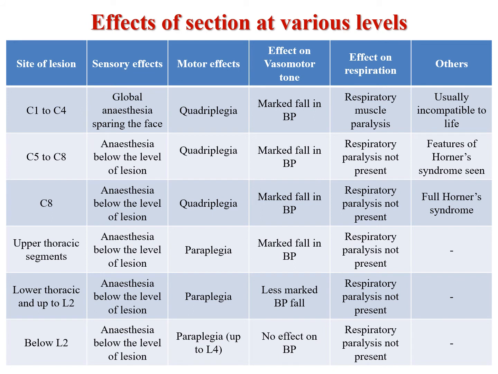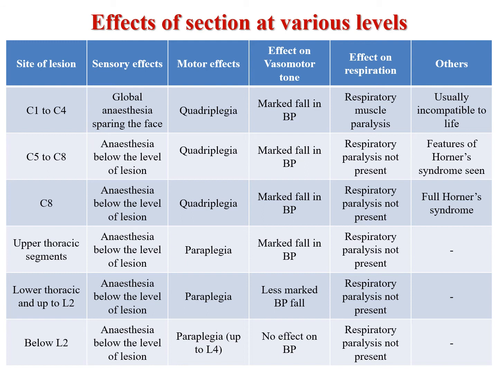In this table, I have summarized the effects of transection of the spinal cord at various levels. The table might look a bit exhaustive at first glance, but if you go through the table systematically, you will find it is rather easy to remember. Firstly, I have divided the site of lesion of the spinal cord into 6 broad headings.